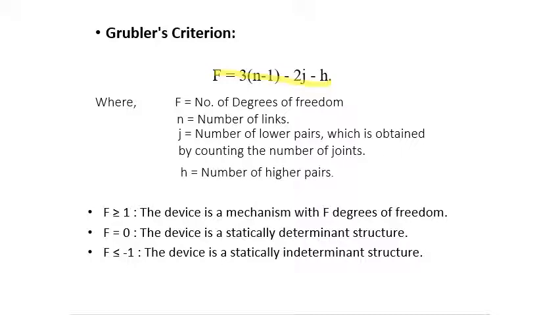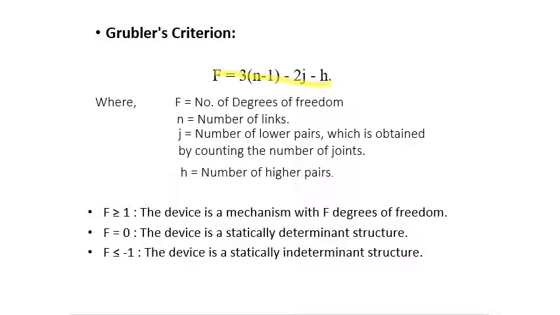Okay, next, J can be obtained by counting the number of joints, because a pin joint is nothing but a surface contact. Next, H represents the number of higher pairs. A higher pair is a pair having point contact or line contact. We have three conditions for the above equation.